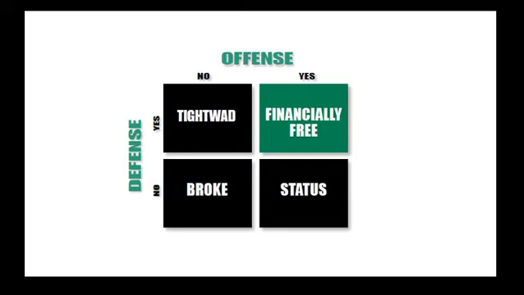Okay, down at the bottom, that bottom one, the broke quadrant, that is, you're not playing defense. In other words, you're not defending the income you're making, and you're not playing offense either. You have no plans or no way to bring in extra income. So you're probably in that broke quadrant. And then, of course, over on the other side is the yes column of playing offense.